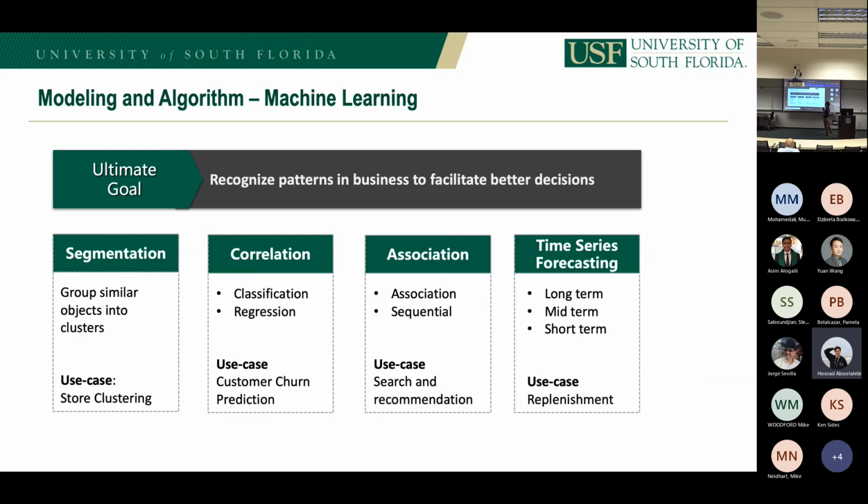Let's look at the second one. I don't want to go too deep into the statistics. The second one is machine learning. Machine learning, I would say, is trying to recognize some patterns in the business to facilitate better decisions about the future. So we learn, for example, customer behaviors or transportation operations, and we recognize some patterns, and we want to utilize those patterns for our future prediction. This is how machine learning is used in the industry.